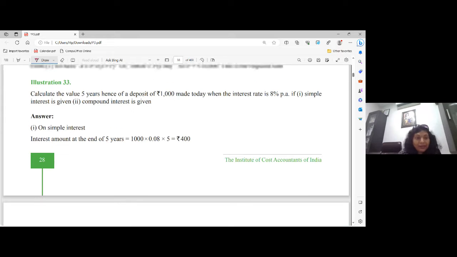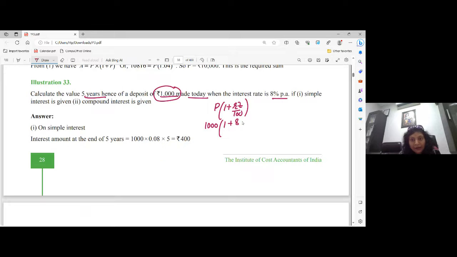So next question: calculate the value 5 years hence of a deposit of 1,000 made today, when the interest rate is 8% per annum, for simple interest and compound interest. In case of simple interest, the formula for amount is P(1 + RT/100). So that is 1,000 (1 + 8 × 5/100). So this is 1,000 × 1.4. That becomes 1,400. Okay, so this is simple interest: 1,400, interest 400.